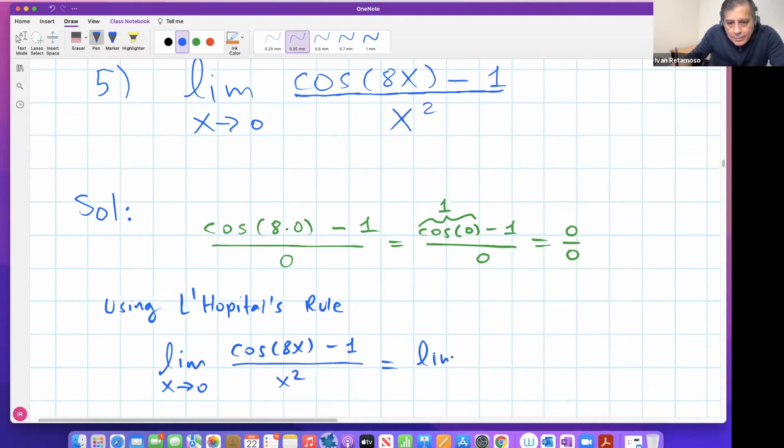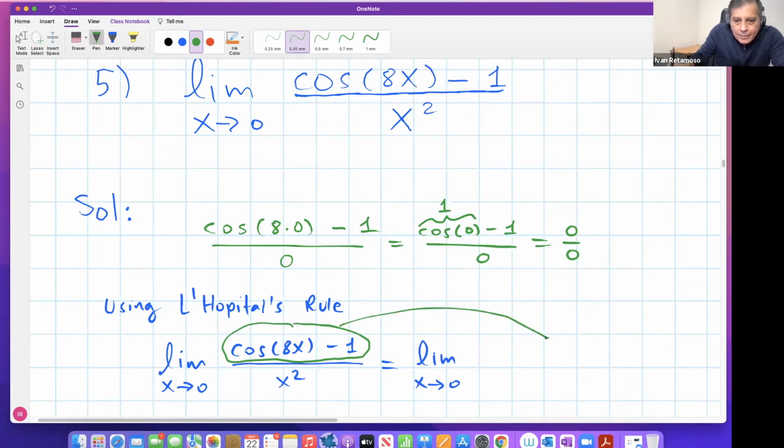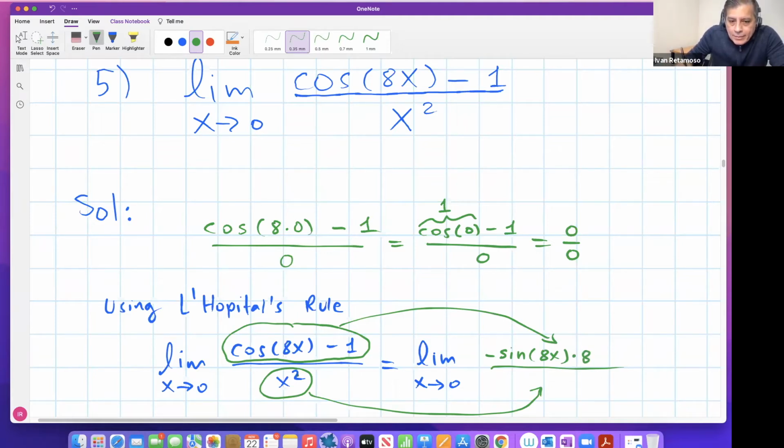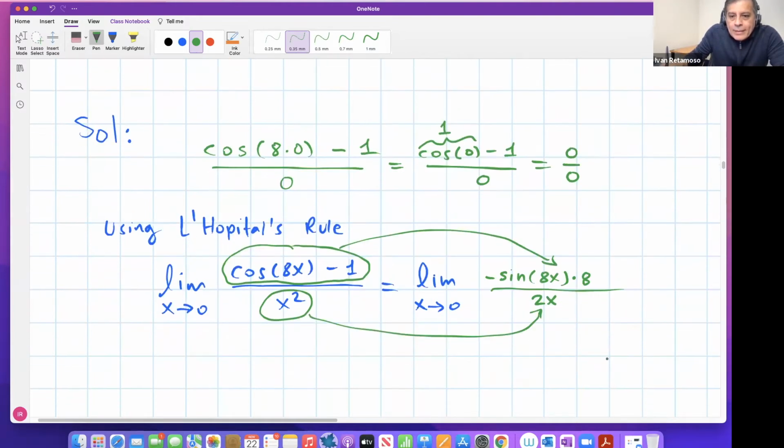be the same as the limit as x approaches 0. We trade the quotient of the function by the quotient of their respective derivatives, right? The derivatives are going to come here. Derivative of this guy is derivative of cosine, outside function, minus sine, inside function here, times derivative of the inside function, 8. Good. Derivative of x squared, twice x. Twice x.